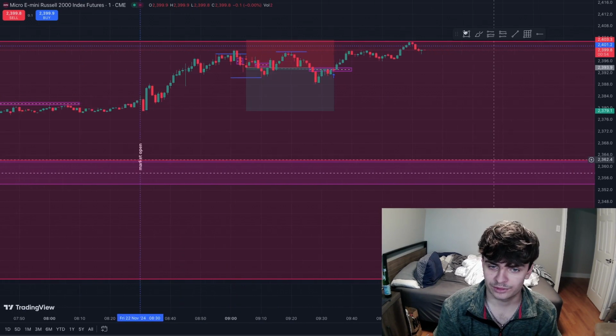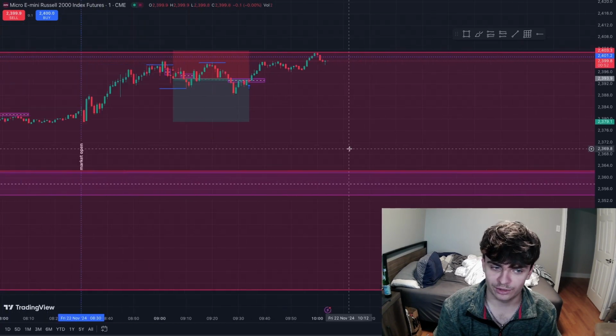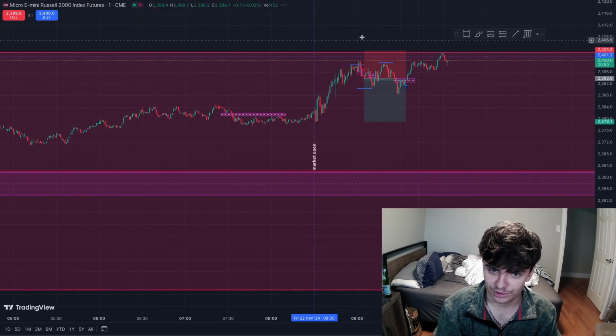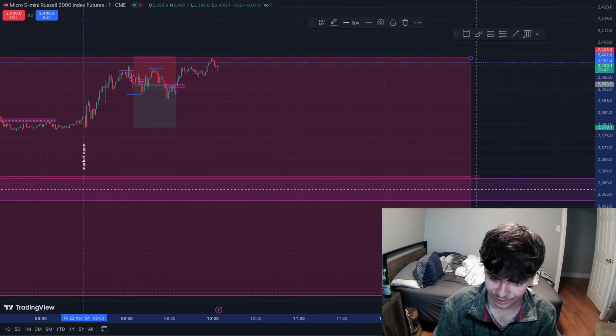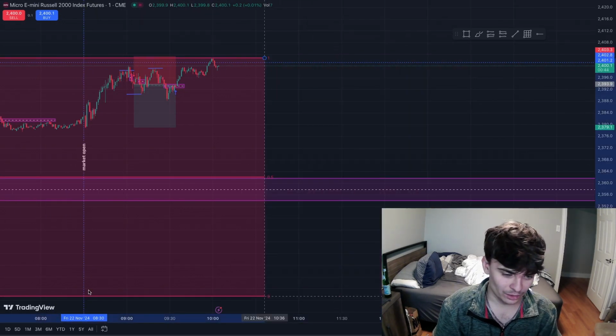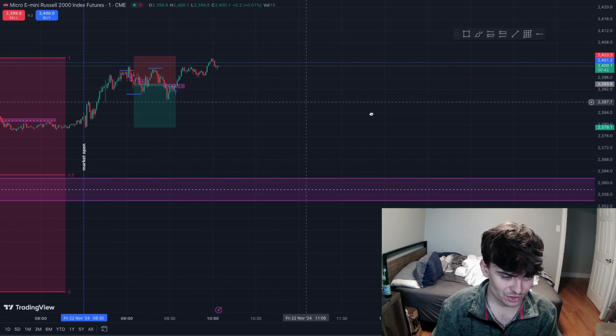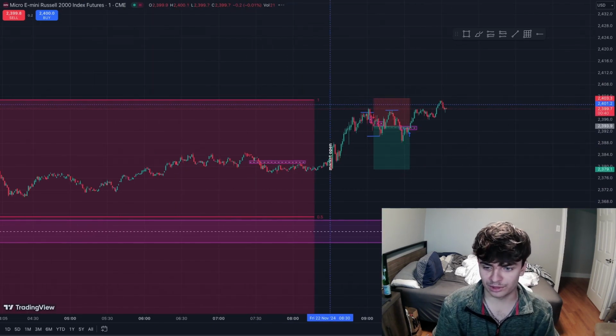Okay, I gotta fix this. We have dragged out this equilibrium across the entire damn screen, bro. My computer is lagging whenever I use it. All right. Screw that. That doesn't matter. That's not what we're looking at.